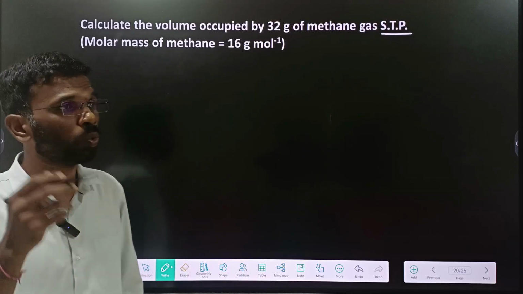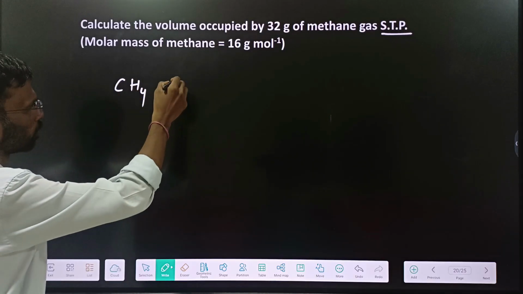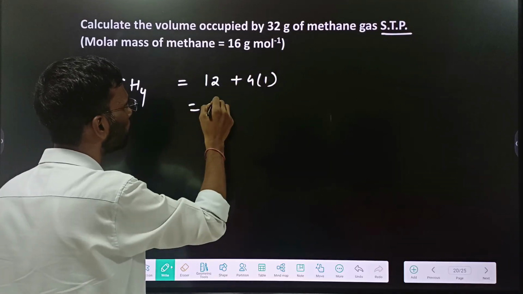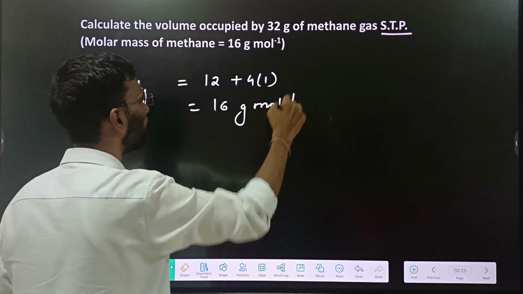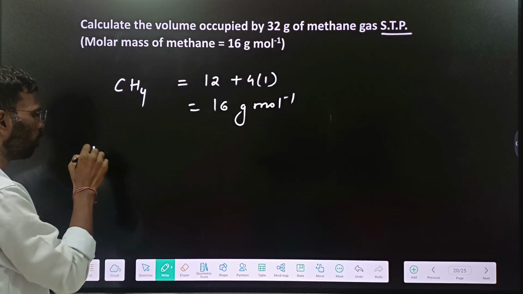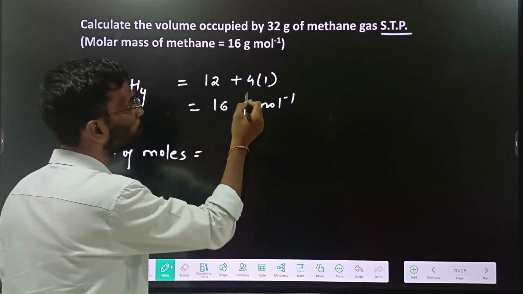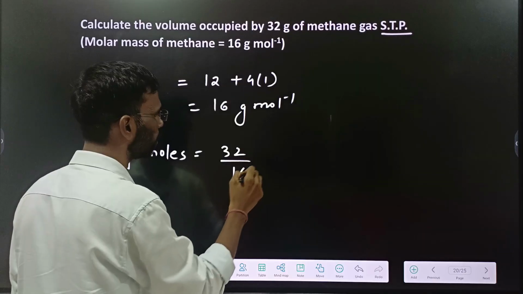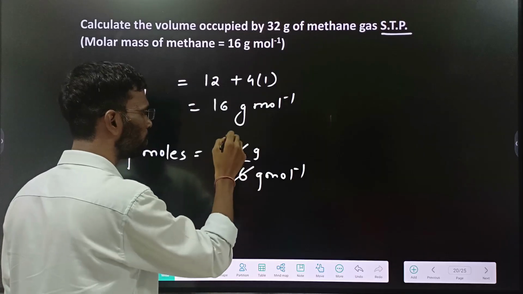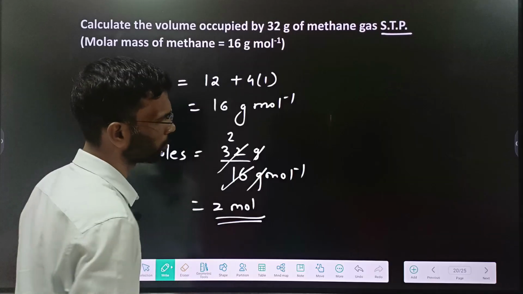So over here, 32 gram of methane. What is methane? Methane is CH4, right? What is the molar mass of methane? Carbon is 12, 4 into 1, which is equal to 16 grams per mole. Therefore the number of moles will be the given weight 32 divided by 16 grams per mole, which is 2 moles. This is one way you can do it.